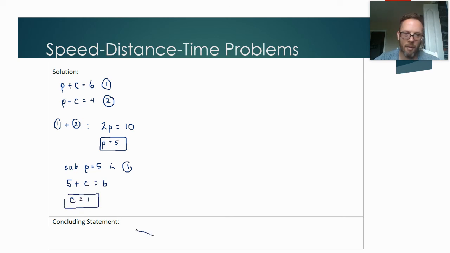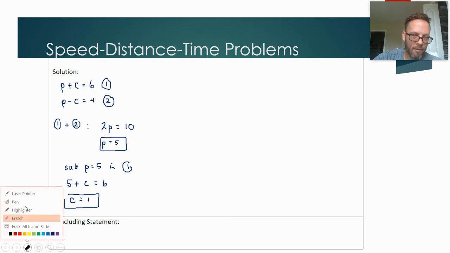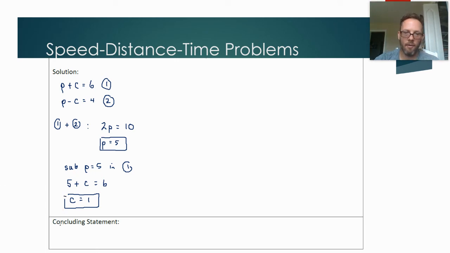So we found that Bort paddles at 5 kilometers per hour, and the current is 1 kilometer per hour.